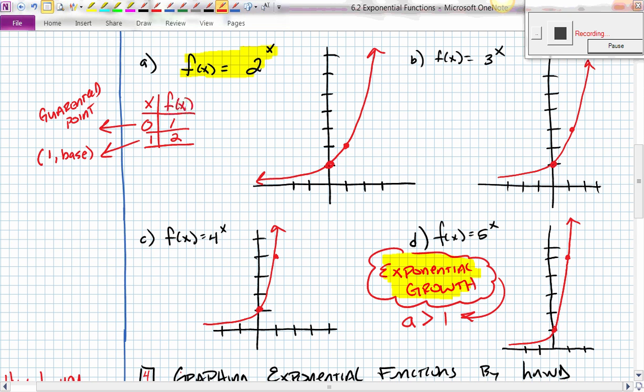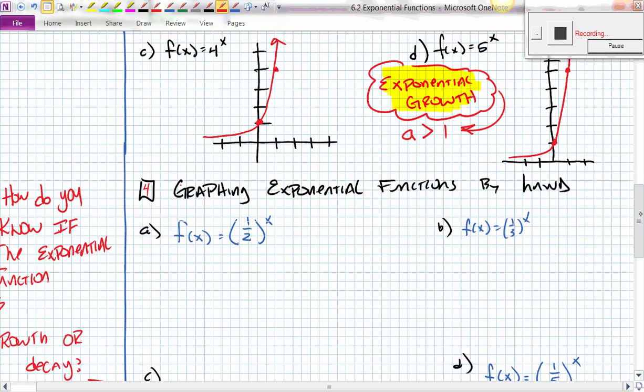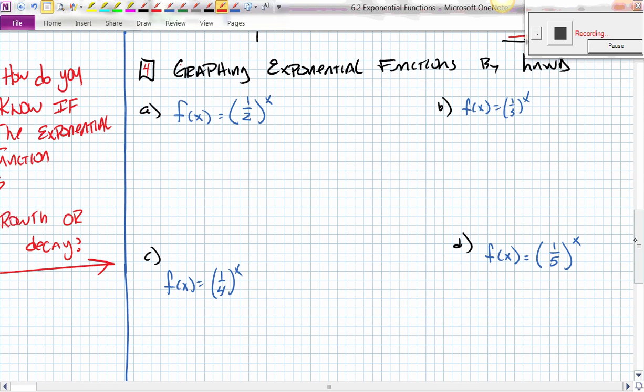All right, so you may be wondering, how do you get exponential decay then? Well, that happens when your a value is not necessarily negative, but in between 0 and 1. So let me give you an example of these 4. I have A, B, C, and D. I'll do the first one with you, and you can do the last 3 quickly with your family there.